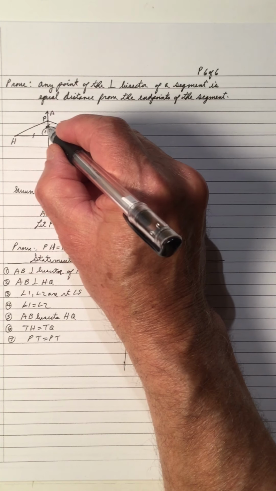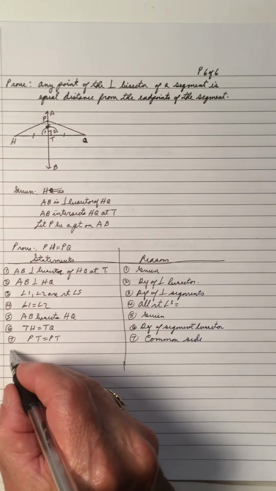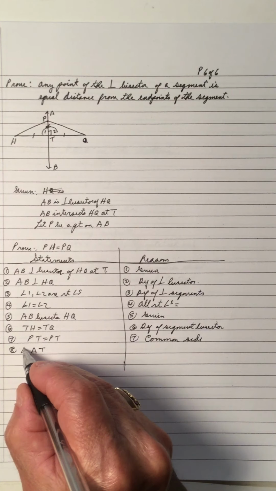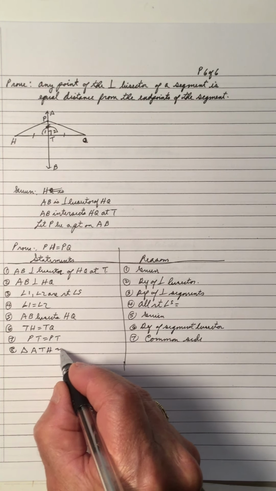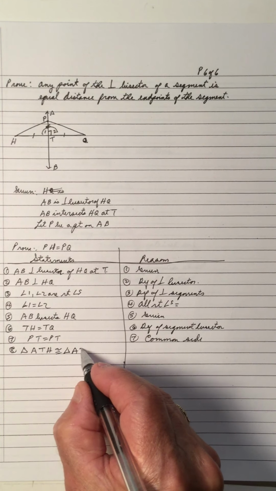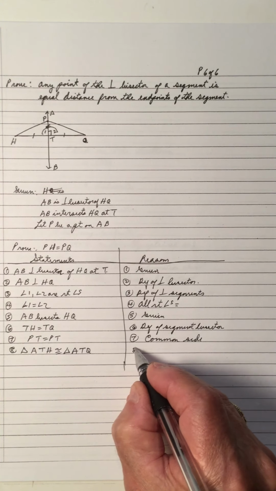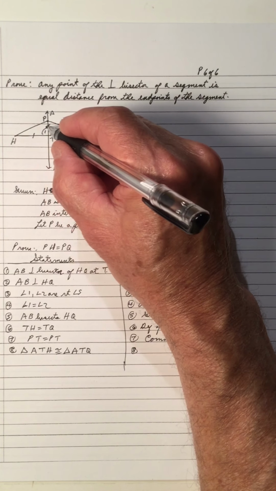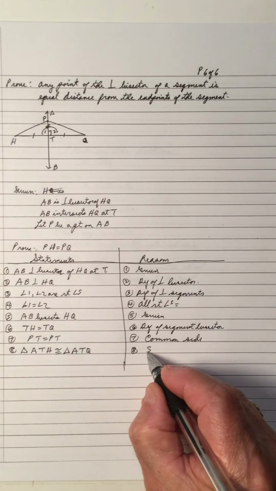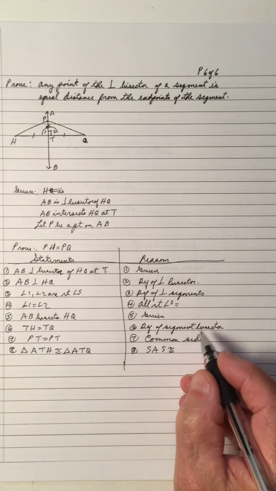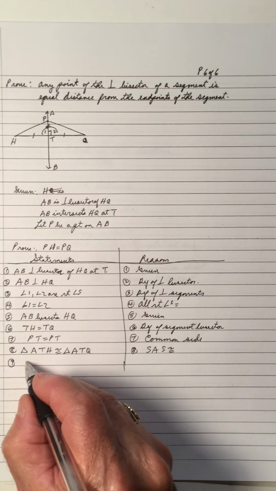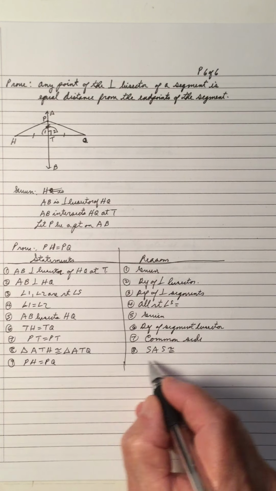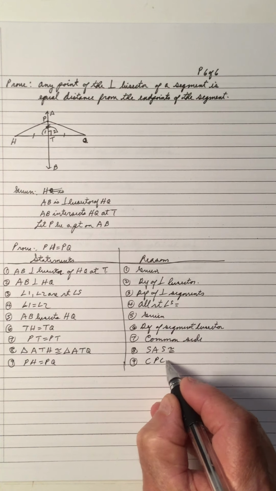So notice now we have side, angle, side. So number 8, triangle PTH is congruent to triangle PTQ. The two triangles are congruent by side, angle, side congruency. And as a result of the triangles being congruent, PH equals PQ, by CPCTC.